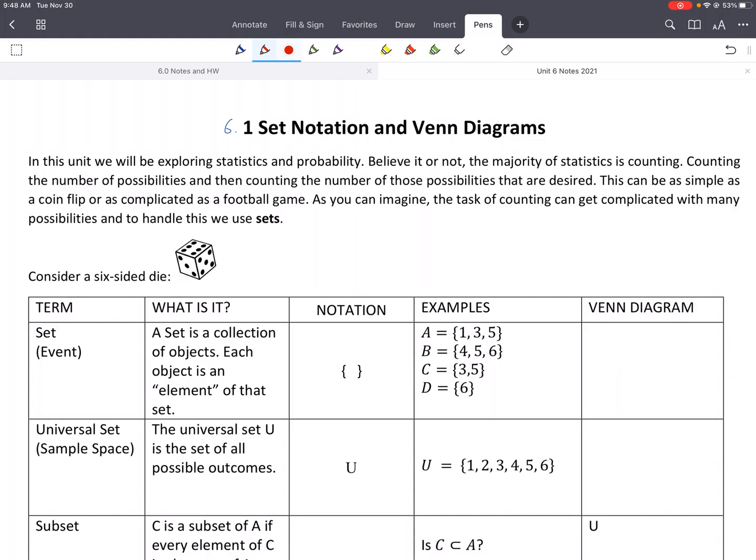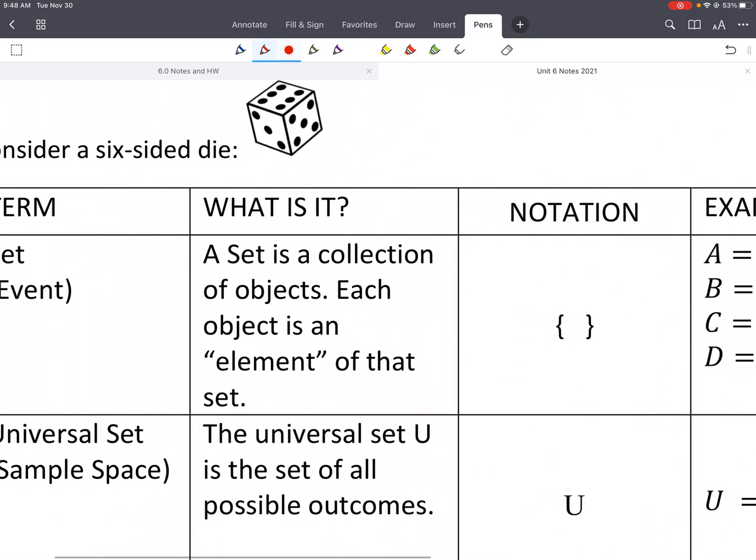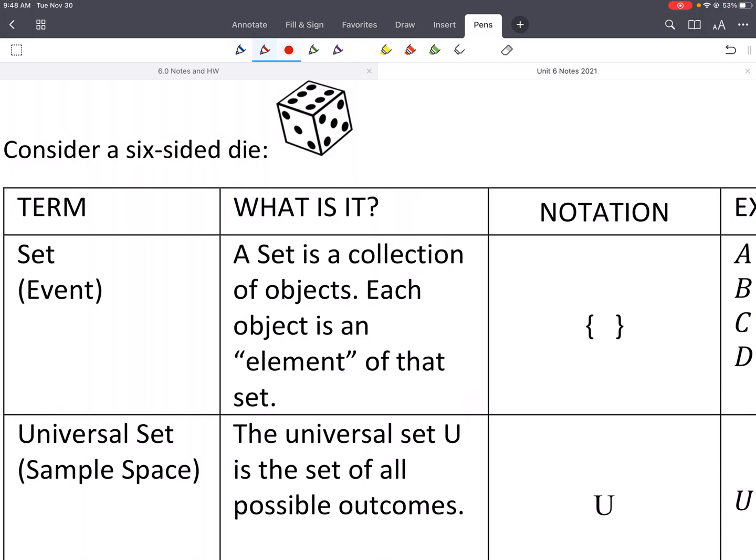And the main thing that we're covering here is called sets, okay? A set is a collection of objects. Each object is an element of that set. So a set, like I said, is a collection of objects. It can be a list of numbers. It could be a list of colors. It could be a list of students in our class. It could be a list of outcomes like heads or tails. So there are lots of different sets that you could come up with.